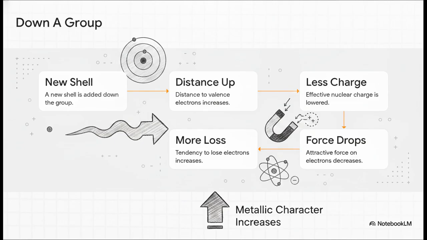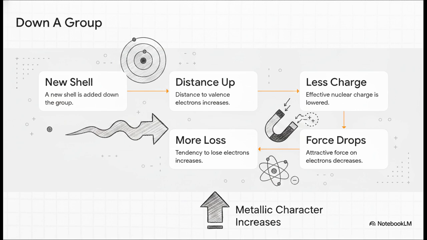Step 3. This results in lowering the effective nuclear charge that those outer electrons actually feel. Step 4. Therefore, the attractive force holding onto those valence electrons decreases. Step 5. Because they're being held so loosely by the nucleus, the tendency of the atom to just lose those electrons increases, and hence, metallic character increases as you go down a group.